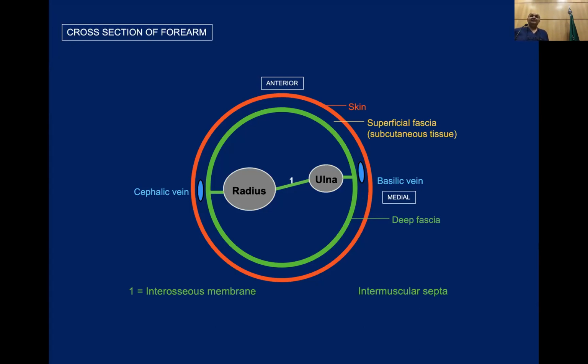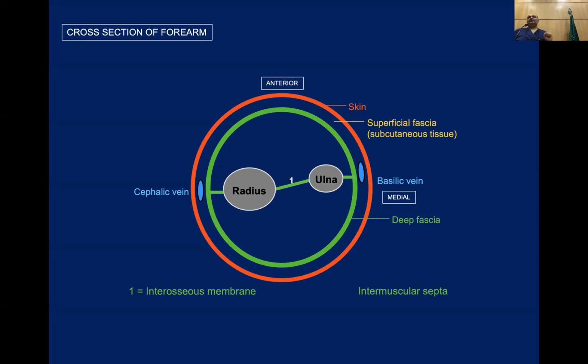It is as strong as a bone. It helps my weight transmission. It is one of the weight transmission factors. If you are just resting your whole body weight on your hands, weight transmission travels through this interosseous membrane. And the interosseous membrane is the one which connects my radius and ulna.